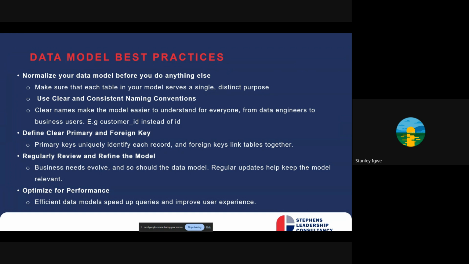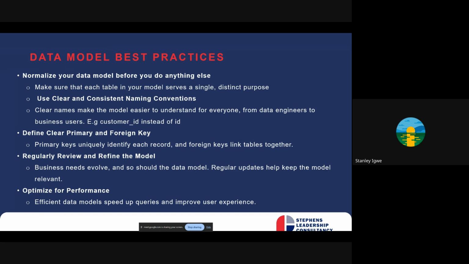Then also use a consistent and clear naming convention. So that's why, if you notice, when you're working with data, you just make it the plural of the noun. So you're talking about customer, you call the table customers. You're talking about order, you call the table orders, so that it's easy for people to understand.